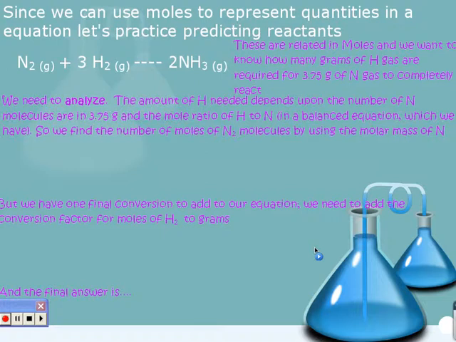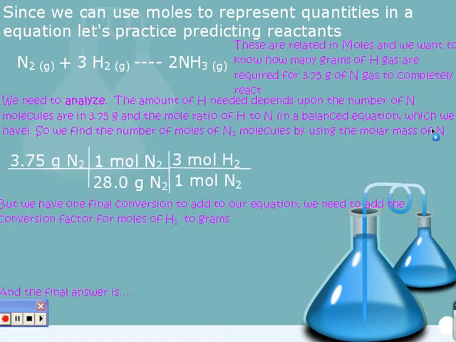So the first thing we have to do is find the number of moles of nitrogen molecules. What's the molar mass of nitrogen? Well, we go to our handy-dandy periodic table, and we find out that that is 28 grams. So we have 3.75 grams of nitrogen times that conversion factor, 1 mole to 28 grams, and then we have another conversion factor, because this is our ratio. That's the 3-to-1 ratio that we're looking for.